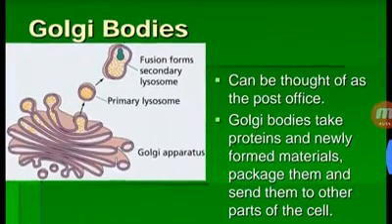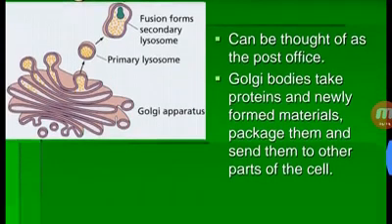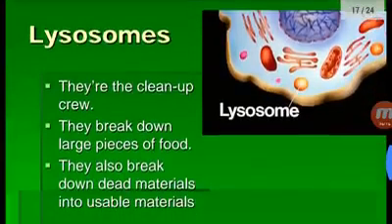Golgi bodies, or in other books they call this the Golgi apparatus, can be thought of as the post office. This is like the packaging site of the cell. That's why it's called the post office. Golgi bodies take proteins and newly formed materials, package them, and send them to other parts of the cell. Okay, this is the packaging site of the cell.